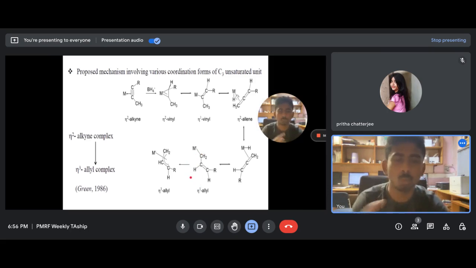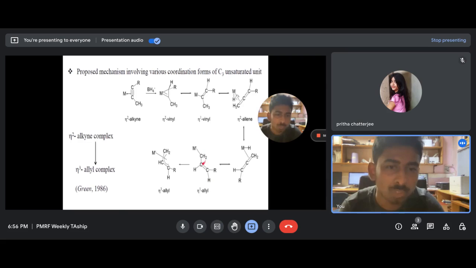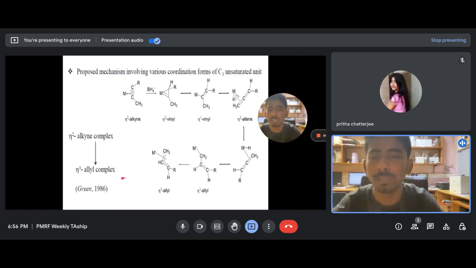But the eta 3 allyl fashion is more available for bonding, because this is quite a stabilized molecule. This C minus will come here and this C minus will come here. And the total of 4 electrons will be canonically stabilized in the CCC framework. So all 3 carbon atoms will be able to donate electrons to the metal center. So it will again form this eta 3 allyl system. So from the eta 2 alkyne complex, they are going to the eta 3 allyl complex. This specific example was proved by Green in 1986.